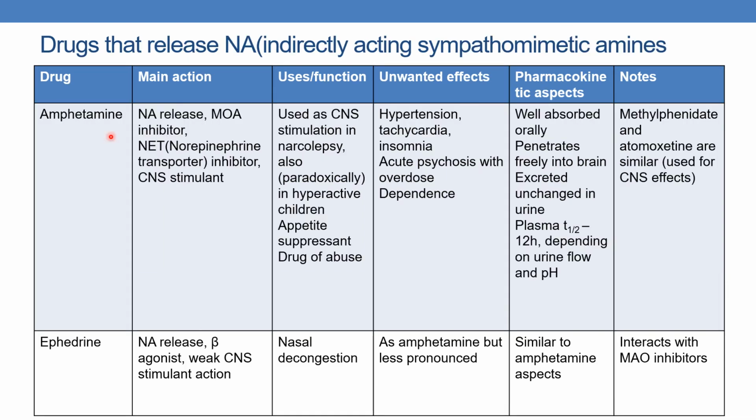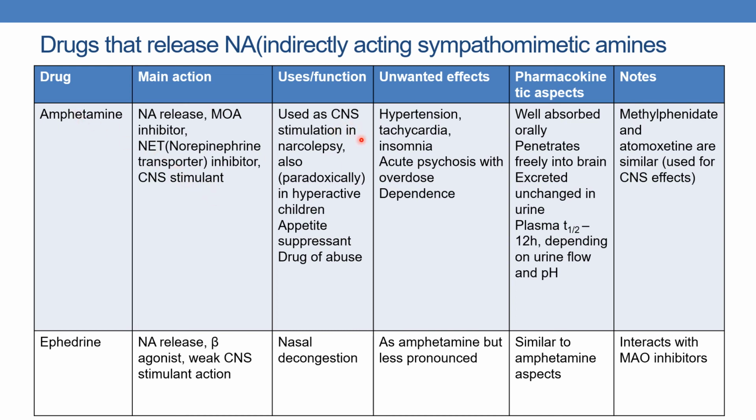The next are drugs that release noradrenaline, indirectly acting sympathomimetic amines. First one is amphetamine and next is ephedrine. Coming to amphetamine, the main action is noradrenaline release, MAO inhibition and NET inhibition. NET is nothing but norepinephrine transporter. It is also a CNS stimulant.